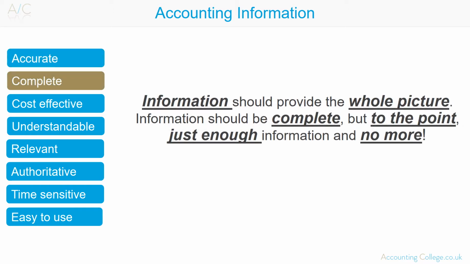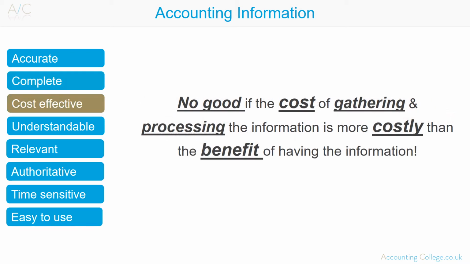Complete. Information should provide the whole picture, meaning facts and figures should not be missing. A balance needs to be struck between the amounts of information supplied. Too much, and managers may not have enough time to process the information. Too little, and managers will not have enough information in order to make good decisions. Information should be complete, but to the point. Just enough information and no more. Cost effective. Information is no good if the cost of gathering and processing the information is more costly than the benefit of having the information.